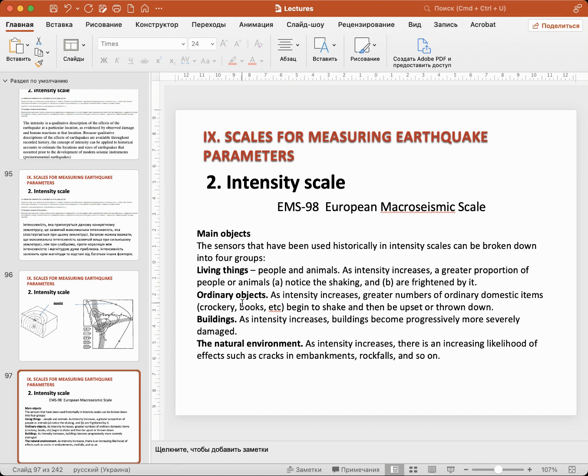Also, we have another level of earthquake objects called ordinary objects. It's some crockery, books, etc. For example, during the earthquake, sometimes the interior furniture moves. Sofas, bookshelves, etc. They move from their regular place, and the movement of such objects gives us an ability also to analyze the level of seismic intensity.